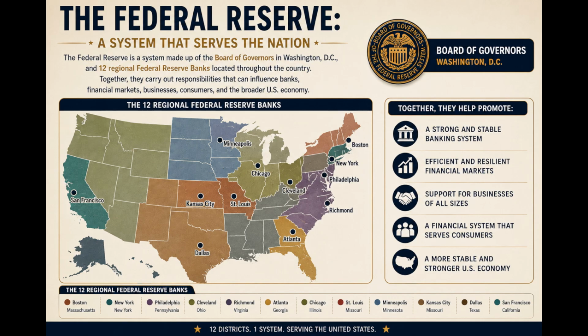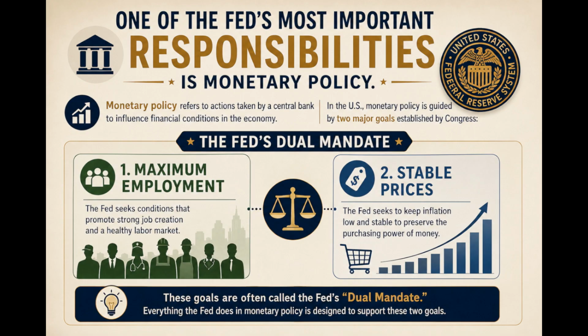The Federal Reserve is a system made up of the Board of Governors in Washington, D.C., and 12 regional Federal Reserve banks located throughout the country. Together, they carry out responsibilities that can influence banks, financial markets, businesses, consumers, and the broader U.S. economy. One of the Fed's most important responsibilities is monetary policy.